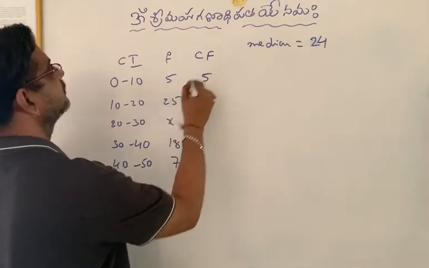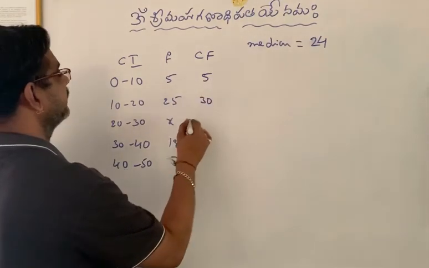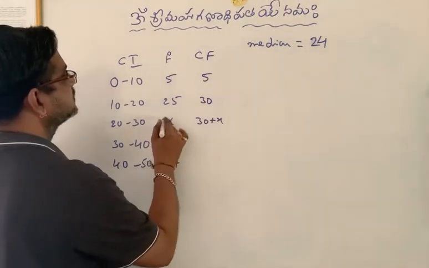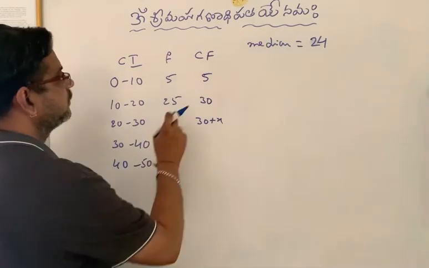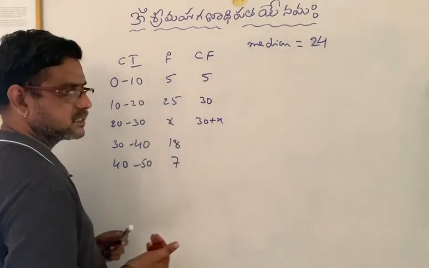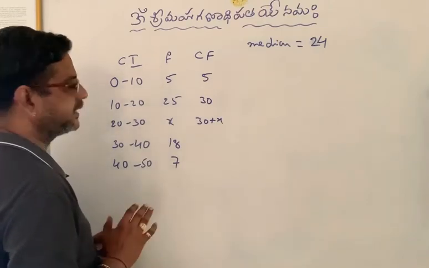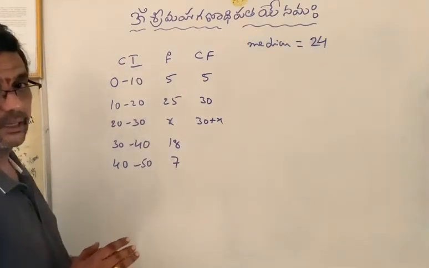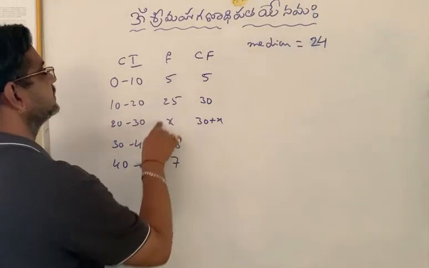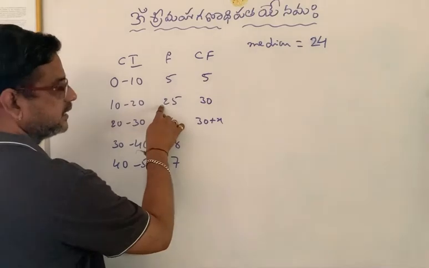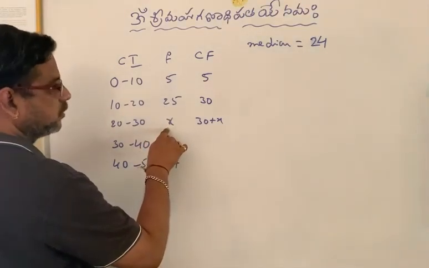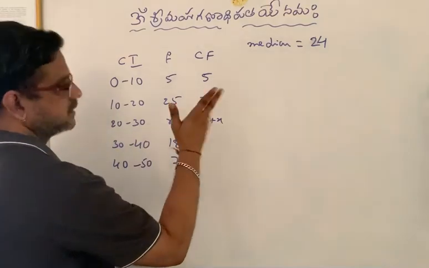So here I am preparing cumulative frequency. Here 5, 30, 30 plus x. x is unknown. So when we add, the number of students who got less than 30 marks is the sum of these three frequencies, 5 plus 25, 30, 30 plus x. Since x is unknown, we have to write it like this, 30 plus x.